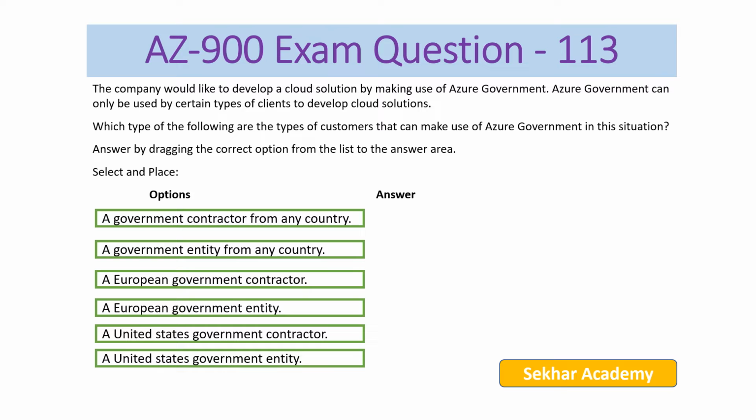Right? In the Azure Government, all the services under Azure Government subscriptions currently support only United States government contractors and United States government entities. So the right answer is a United States government contractor and a United States government entity.